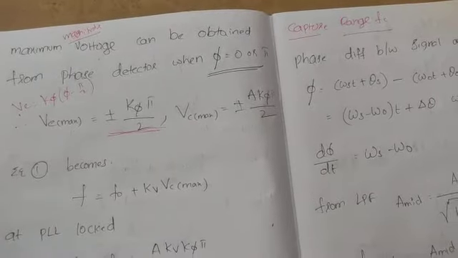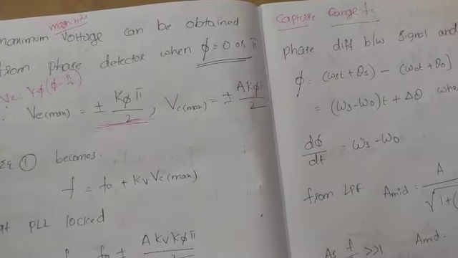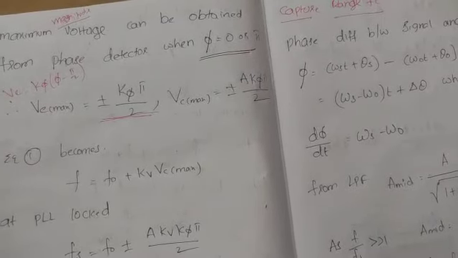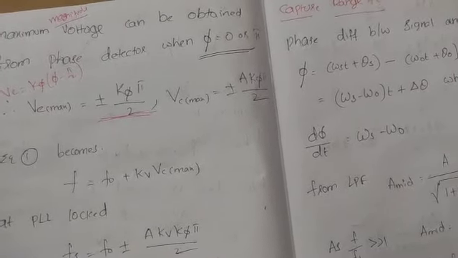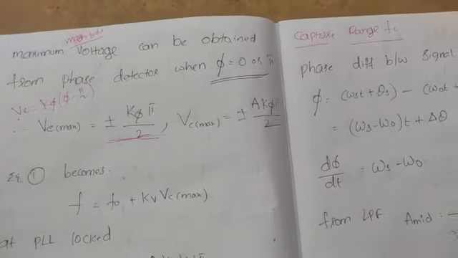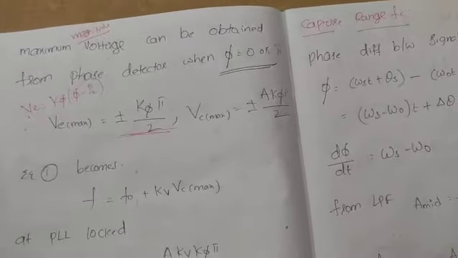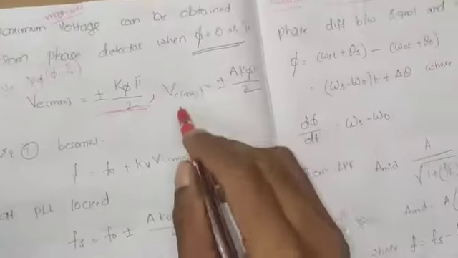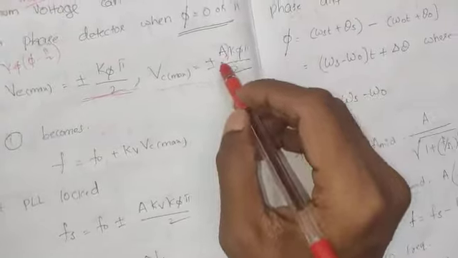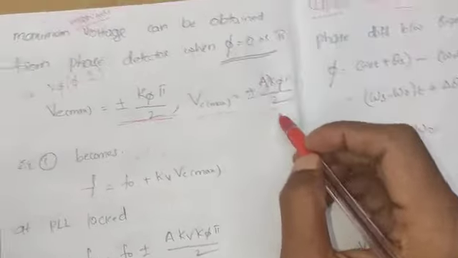If the phase angle is 0, you will get minus K phi into pi by 2. If the phase difference is pi, you will get plus K phi into pi by 2. So finally you will get plus or minus K phi into pi by 2. And similarly VC max is again the error times the gain A, so A into K phi into pi by 2.